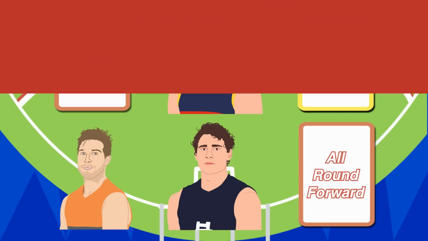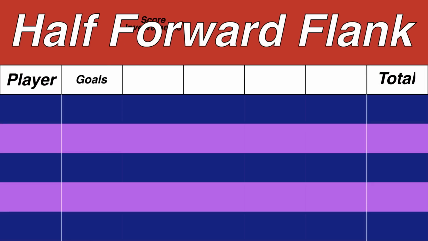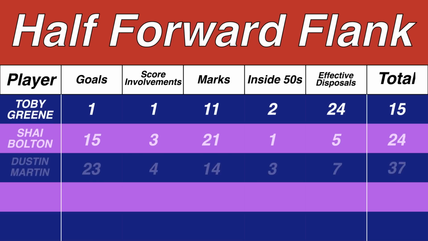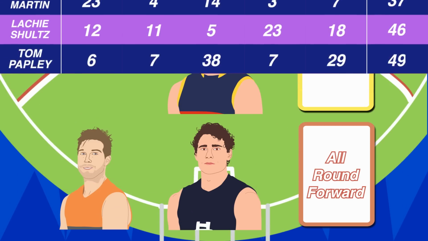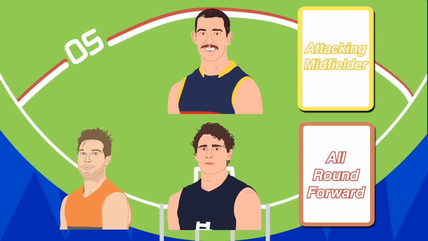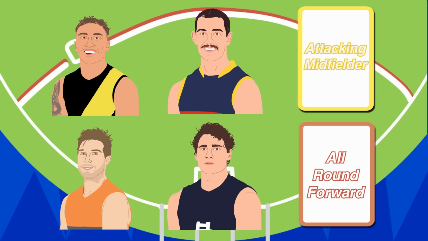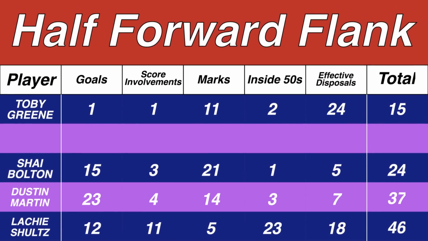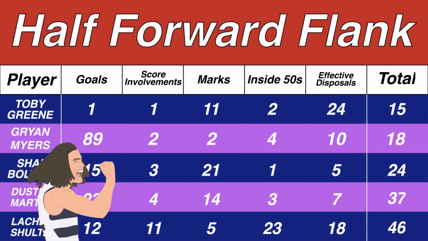A position that had thrown up a few surprises in the past delivered again. From goals, score involvements, marks, effective disposals, and inside 50s, Toby Green showed his dominance to again be selected. Given he'd scored lower in the pocket, however, that remained his selected position, and the second placed Shea Bolton was selected in the team. Interestingly though, if goals wasn't a compulsory category, Brian Myers would have dropped from 97 down to 18 and made the team instead.